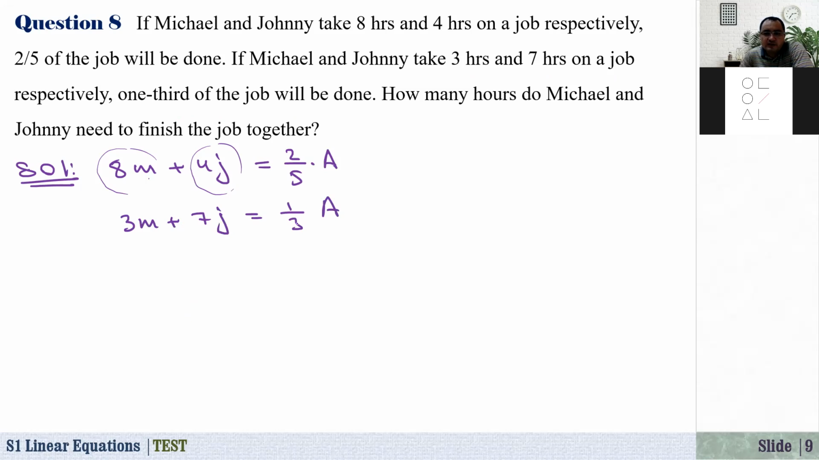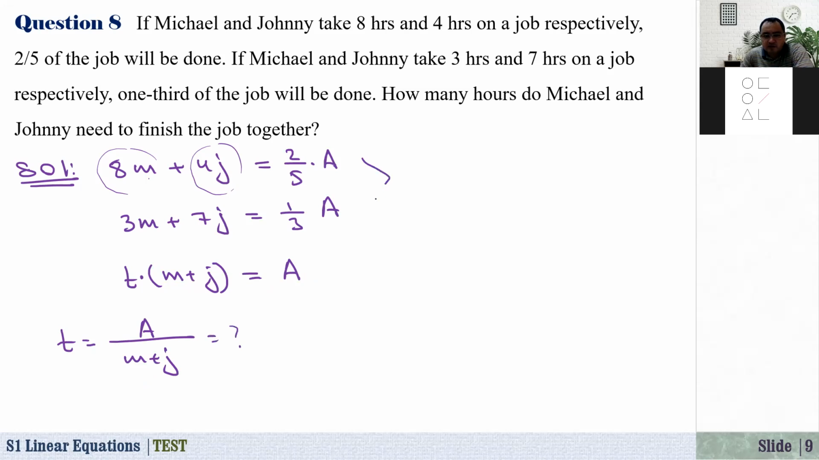The question is, how many hours do Michael and Johnny need to finish the job together? So if they work together, M plus J, how many hours does it take? It's T hours to complete the whole job. So we need to find A over M plus J. First I need to find M in terms of A and J in terms of A, and after that we can substitute and find T, because T is equal to A over M plus J.